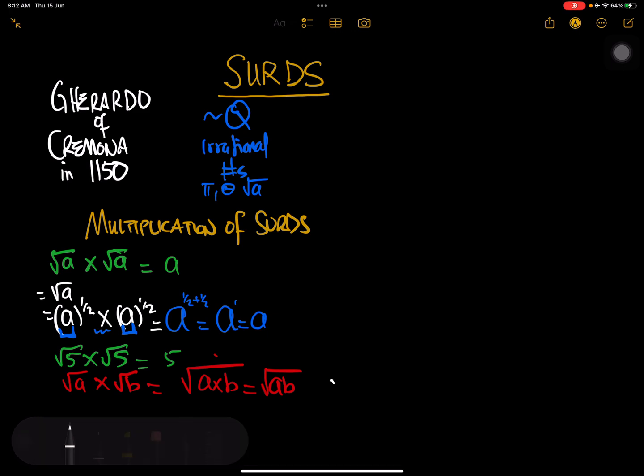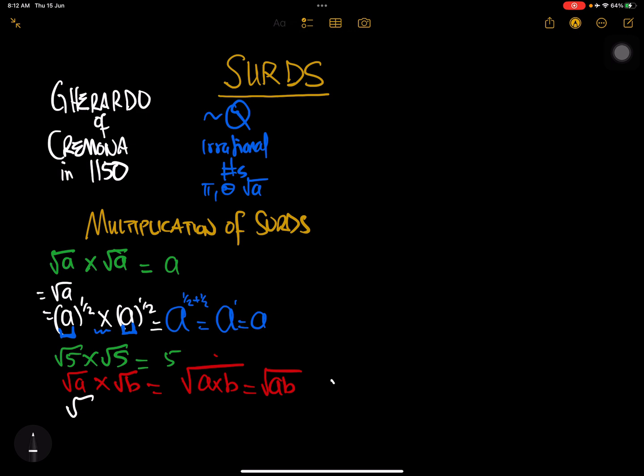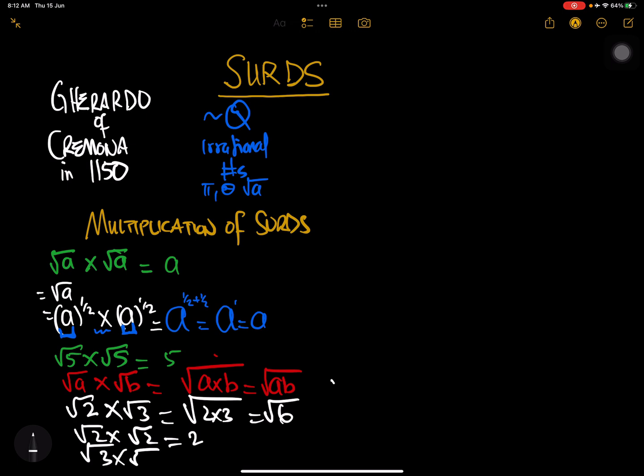So let's take an example. Let's say you have square root of 2 multiplying the square root of 3. They're not the same, so it's going to be square root of 2 times 3, and that gives us square root of 6. However, if it was just square root of 2 times square root of 2, we know it's just 2. If it's square root of 3 times square root of 3, we know it's just what? 3. So let's keep that in mind when it comes to multiplication of surds.